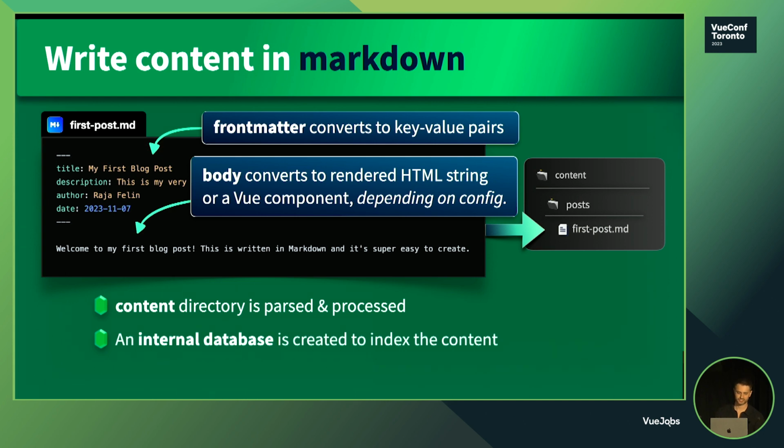It's also going to create an internal database to index that content, and that database is then searchable, like I mentioned, and queryable. And then Nuxt Content is going to automatically generate API endpoints for accessing this data. When you query the content in your app, you're really making API requests to these endpoints.